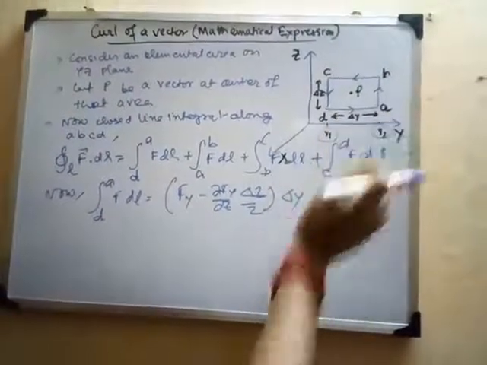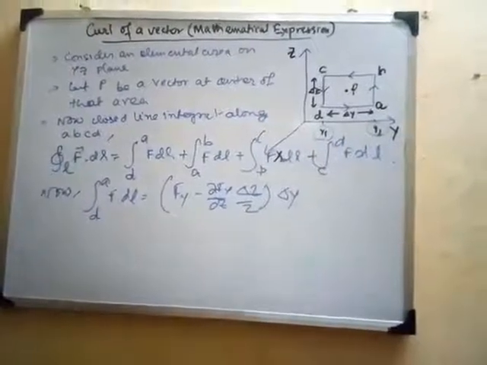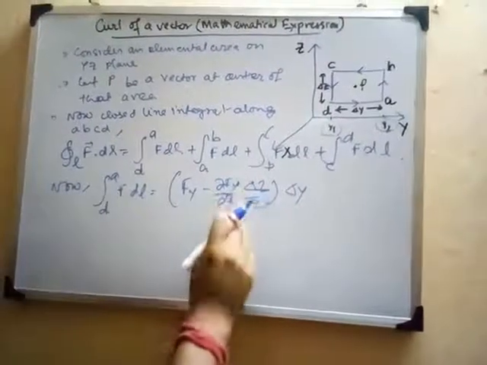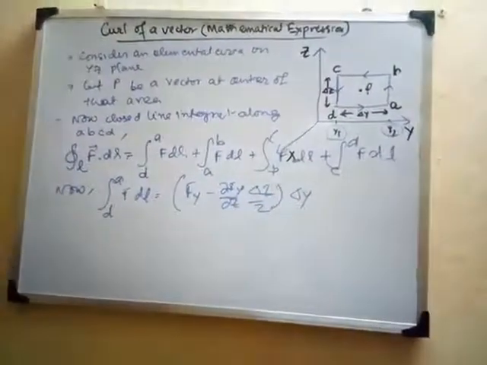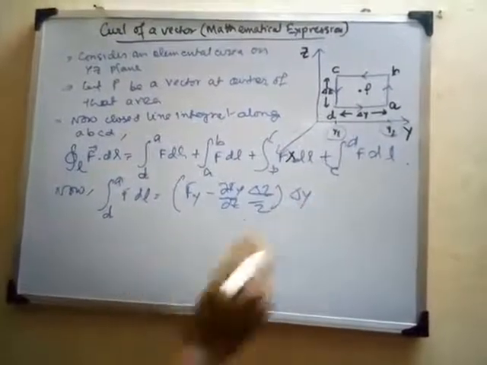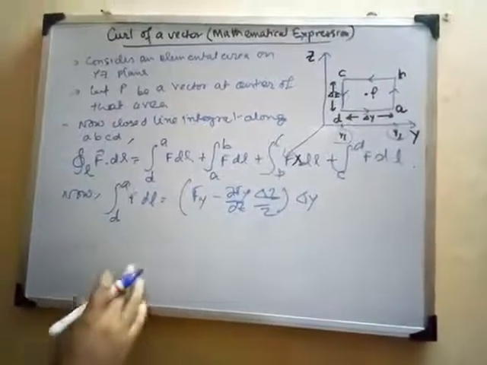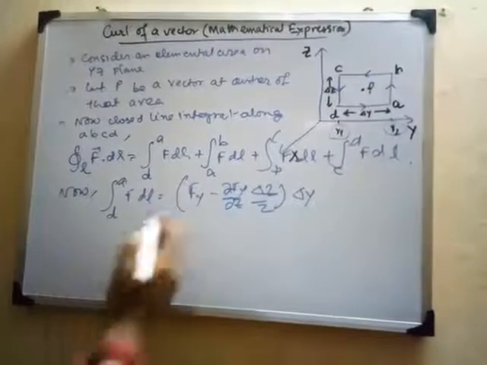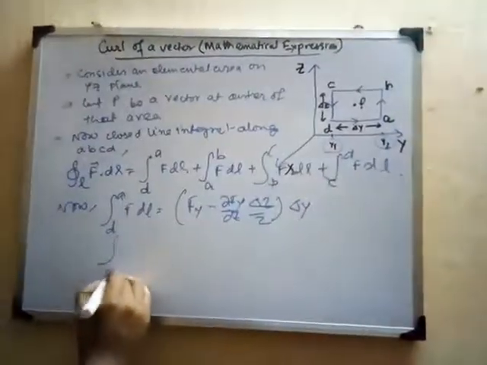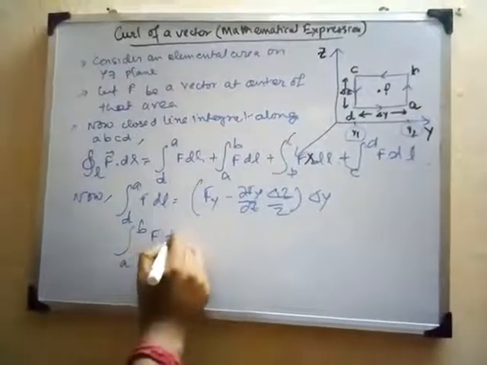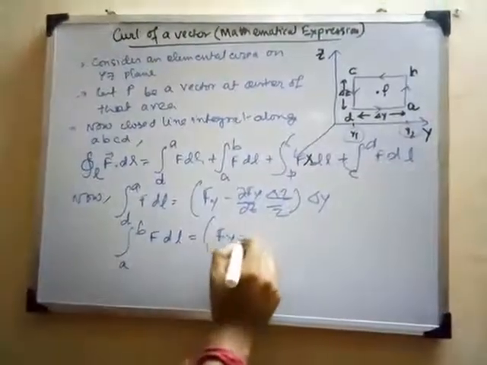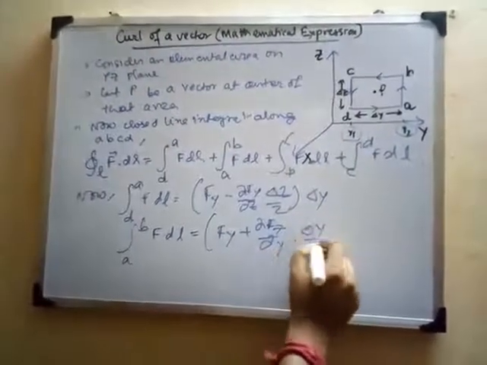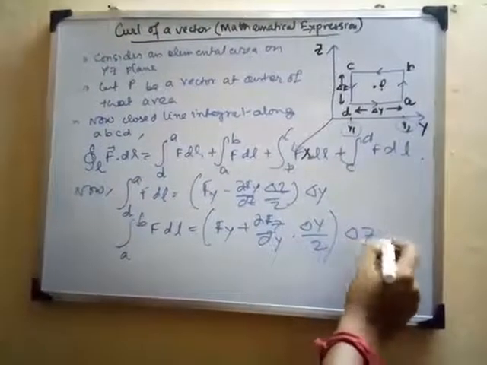So if this position is very small, this del y, a smaller change in position, we can simply write this as del f_z over del y, in the y direction. That is why I have written it. Now del z is actually this one, so we have taken half of del z in the direction of the z axis. So similarly, from a to b, the integral of f·dl will simply be f_y plus del f_z over del y, times del y by 2 del z.